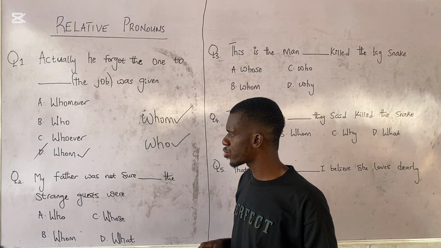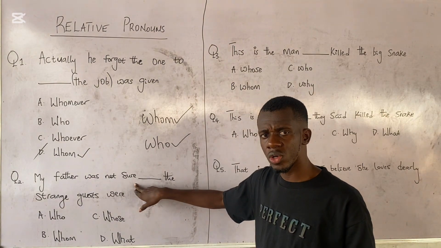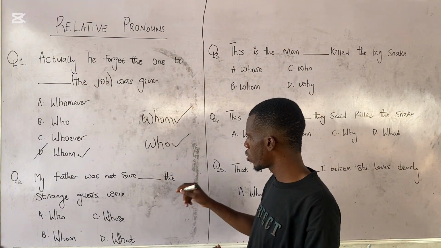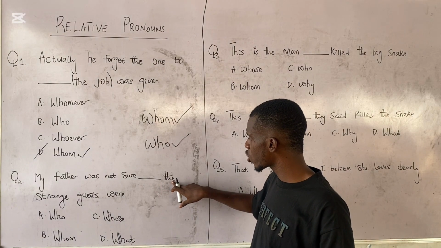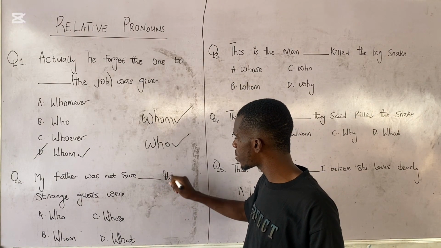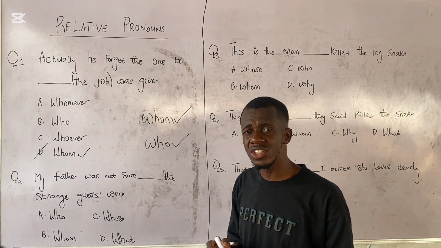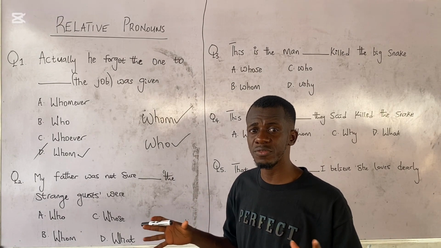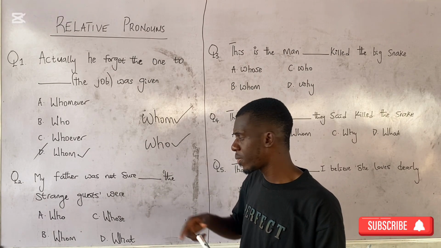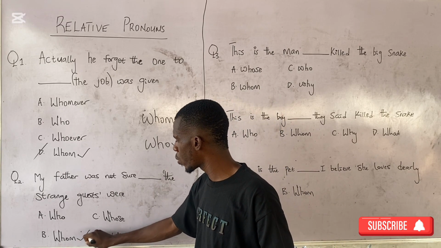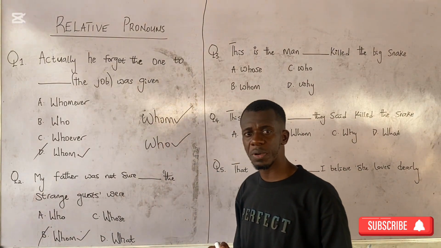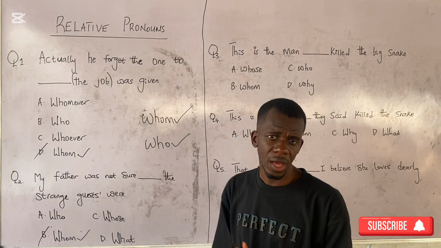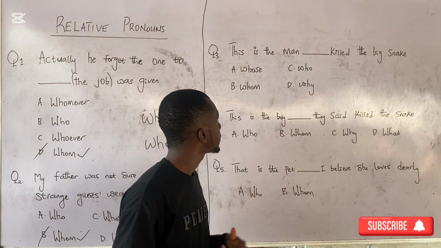Simple and short. Are we there? Now let's see question two. My father was not sure dash the strange guests were. So look at my gap, and just after the gap, I have an expression, the strange guests, which is equally a noun. So all I simply have to do is fill this gap with WHOM again, which in this particular question is option B. Easy peasy, right?